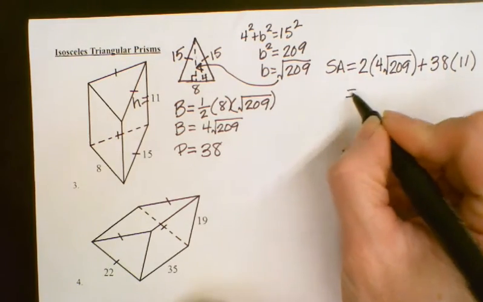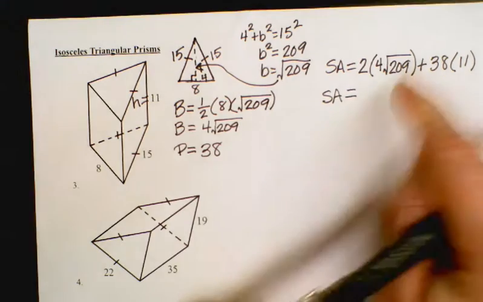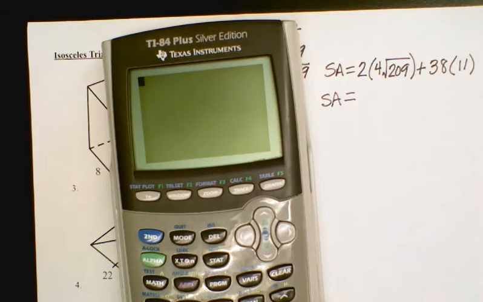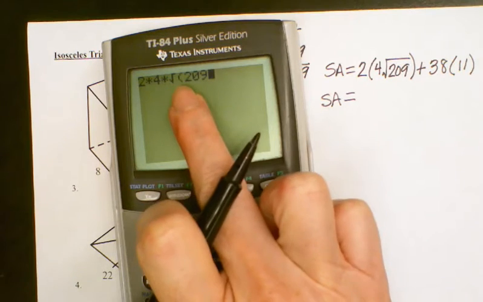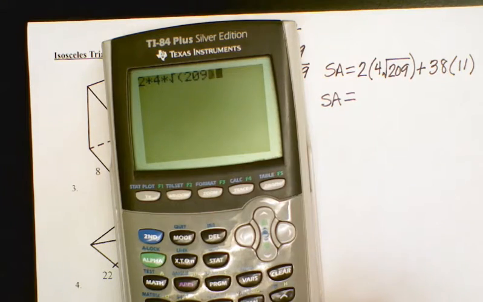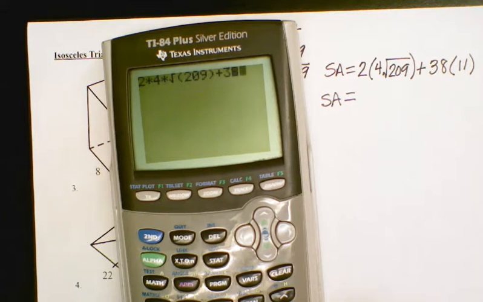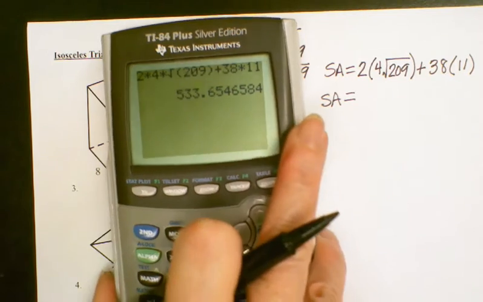All right, so at this point, you're ready to go to a calculator, and you should be able to type all of that in at one time. In this case, we need 2 times 4 times the square root of 209. Because that opened a parenthesis when I started my square root, I'm going to have to close that parenthesis before I move on to the 38 times 11. So plus 38 times 11. 533.65.